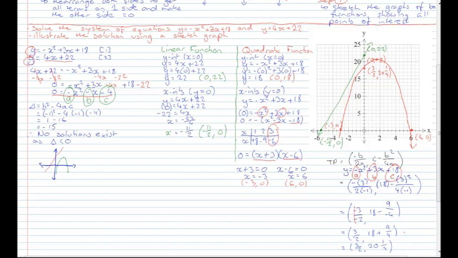And of course what I go through and do now is label each equation. That is y is equal to 4x plus 22, and y is equal to negative x squared plus 3x plus 18. And as you can see here, the graphs don't actually cross over because there's no solutions, which is what we're trying to find before.